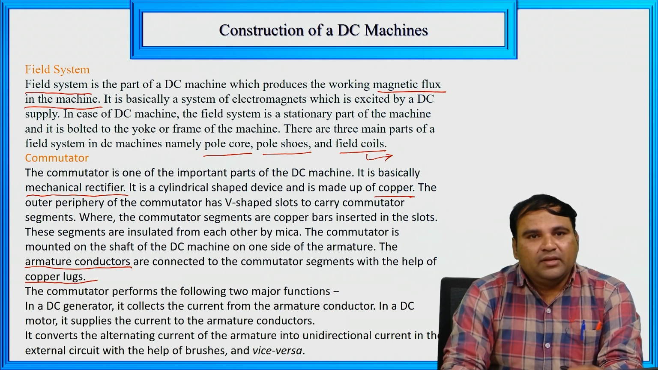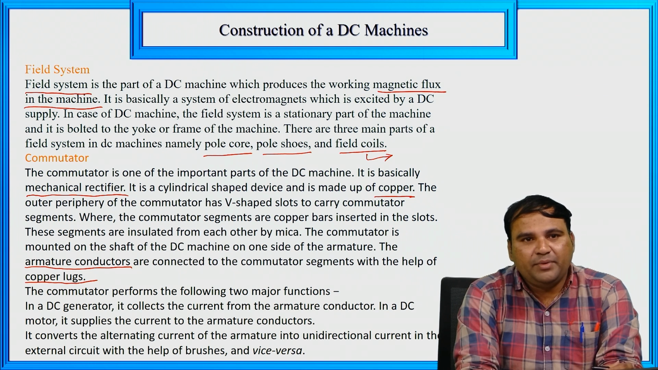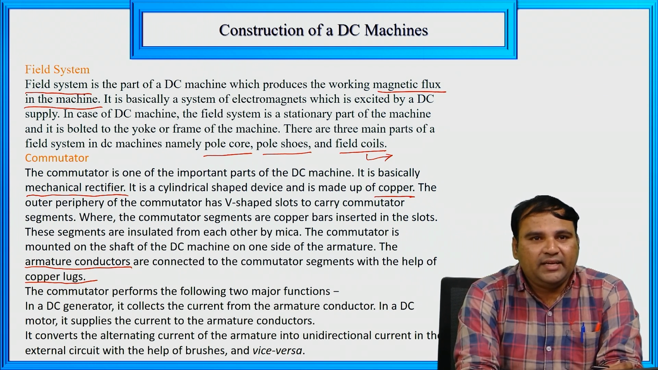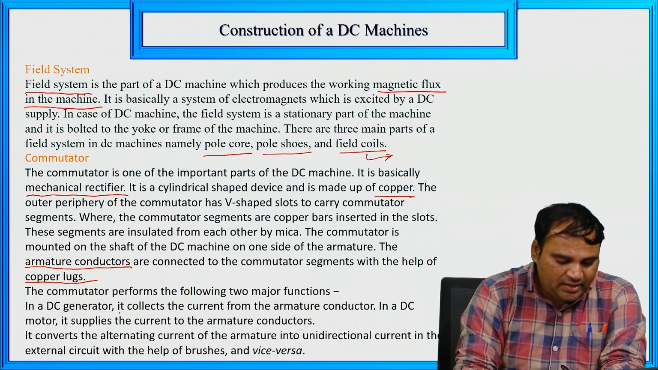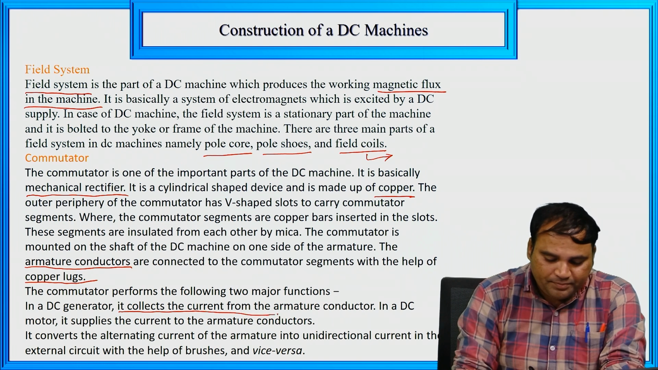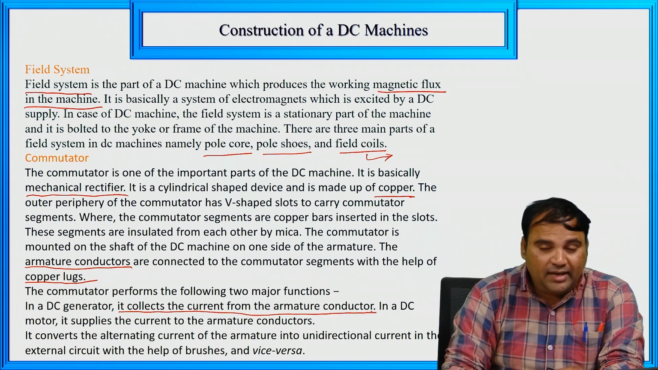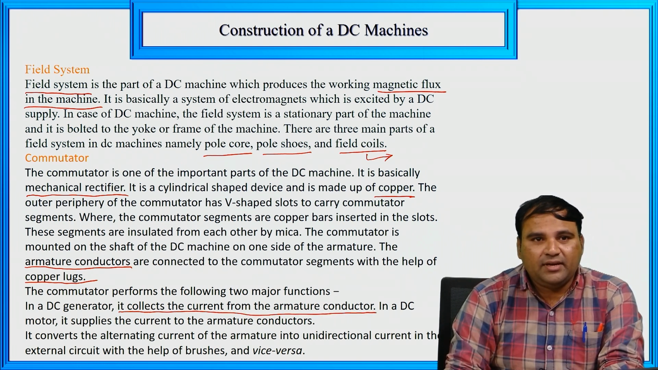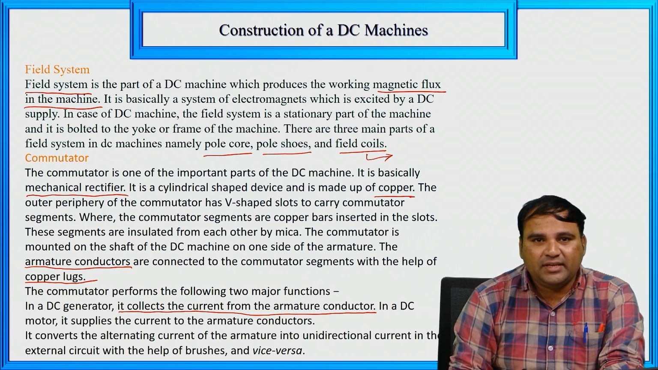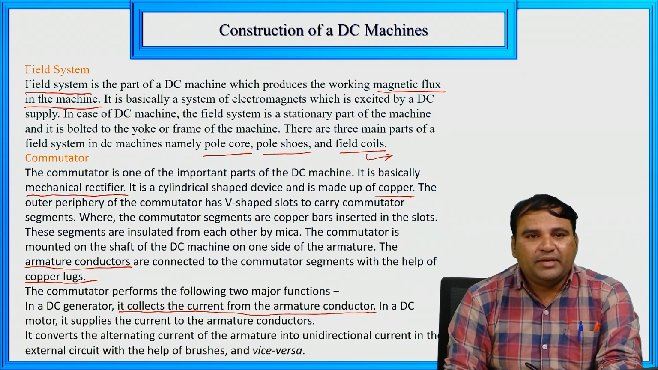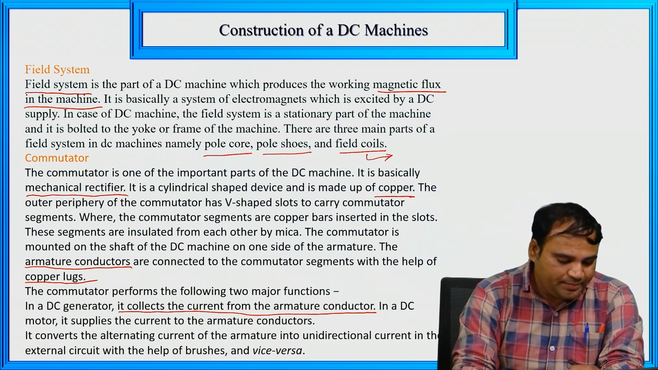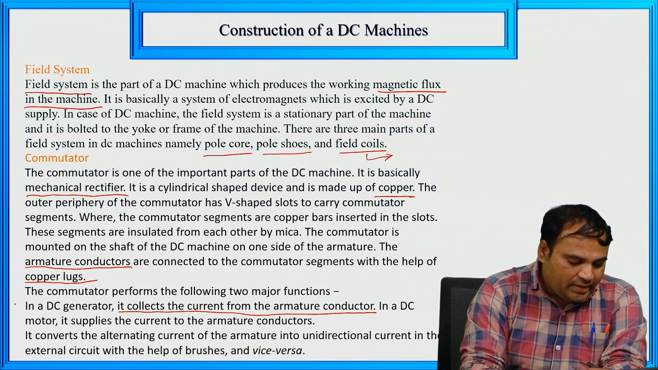The commutator performs two major functions. In a DC generator, it collects the current from the armature conductors. In the beginning I discussed this: it collects the current from the armature conductor, meaning the coil, and in a DC motor it supplies the current to the armature conductors. That is the first point.